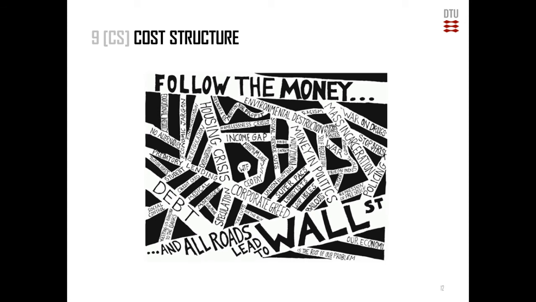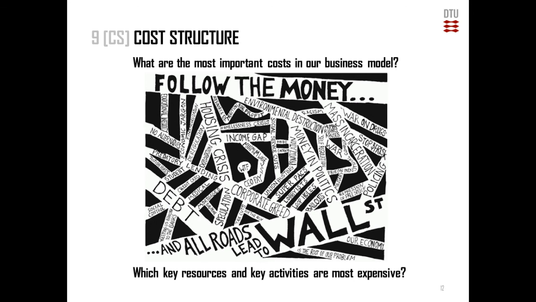Block 9, cost structure. The cost structure describes all costs incurred to operate a business model. Cost structures can have the following characteristics: fixed costs, variable costs, economies of scale, and economies of scope. The key questions are: what are the most important costs in our business model? Which key resources and key activities are most expensive?